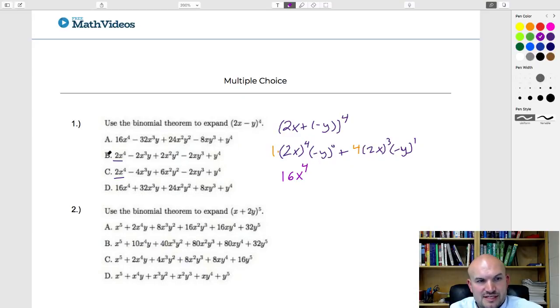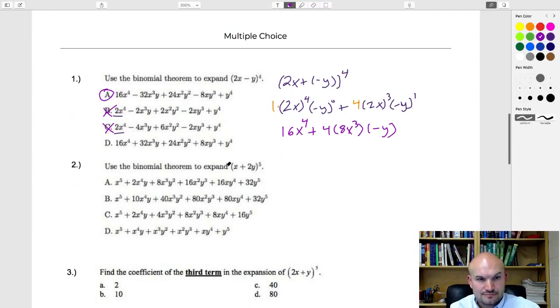So obviously you can see that B and C are not answers, right? So now I got to see, oh, I did have a 32. Oh, and you can see one's negative, one's positive. So let's see which one is going to work. I have 2x raised to the third power, which is 8x cubed. So I have 4 times 8x cubed. And then negative y to the first is just negative y. And what you see is if you were to multiply these out, you would get a negative 32. So therefore my answer is A.